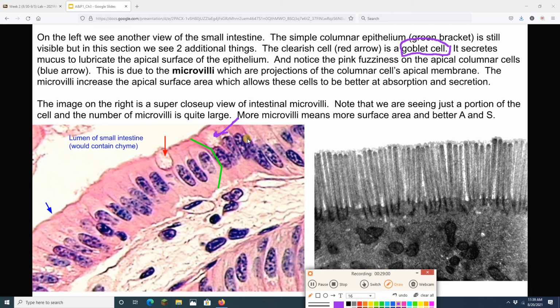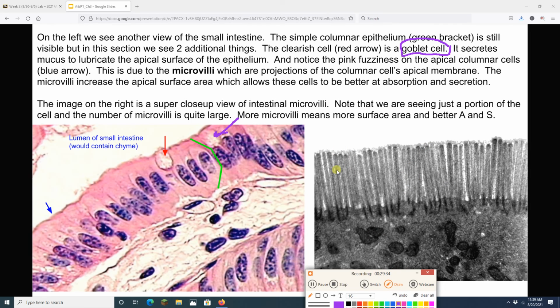Okay, we got goblet cells. I also want you to check out the apical surface of the epithelium right here. It's apical because it's next to the lumen. If you see my blue arrow here, there's kind of like a fuzziness right here. You see that fuzziness? Now, if we zoom in on those fuzzy areas, we see that there are all these little extensions of the plasma membrane, the cell membrane.